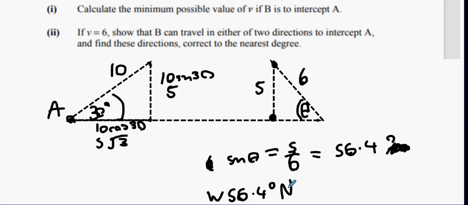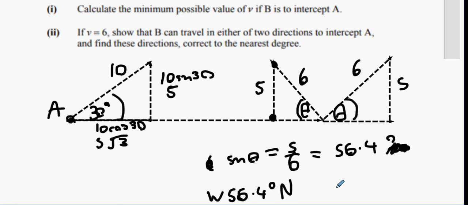Now, what's the other answer? What happens if I went this way, and I decided to match it with 5 and 6 again? So what's the angle this time? East 56.4 degrees north. How many of you put down both angles?